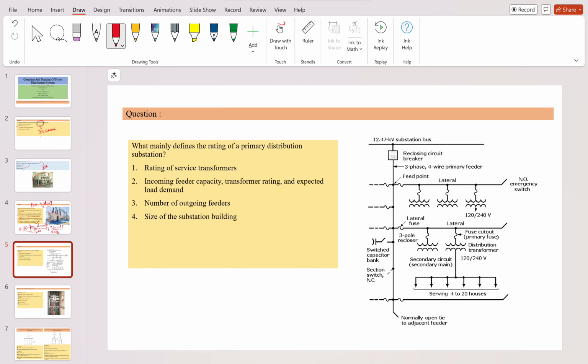This is related to which component in the service substation determines its rating. In the primary distribution substation, which is the equipment that actually defines its rating? Try to solve this.